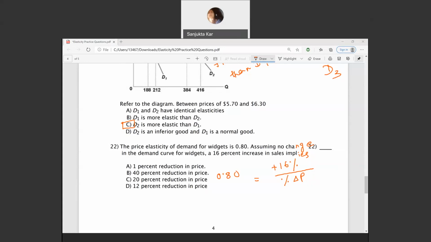All right, so because quantity demanded is increasing, price has got to decrease. And this is again the absolute value. All right, so let me see how much price decreases. This is equal to 16% over 0.80, that's 20%. So percentage change in price is negative 20%. That's going to be the answer to this question.